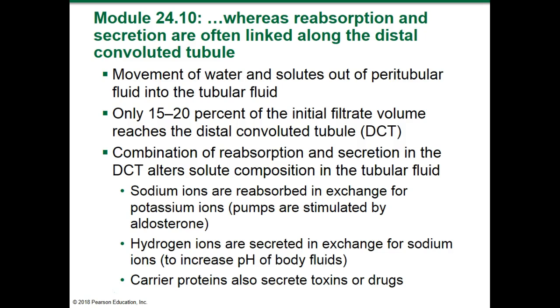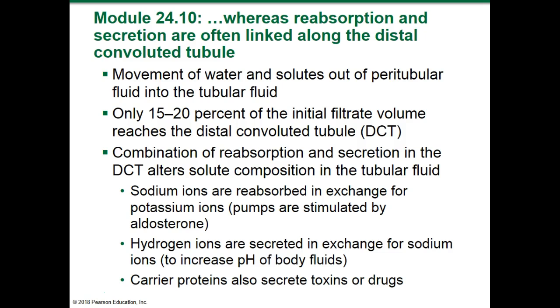And a combination of all of the reabsorption and secretion at the distal convoluted tubule is going to change all the solute concentrations. Sodium ions are going to be reabsorbed, so pulled out, in exchange for potassium ions that we're going to pump back in. And this is being stimulated by aldosterone. That's what's causing us to secrete potassium back into the urine at the distal convoluted tubule. Hydrogen ions are secreted in exchange for sodium ions. So we're pushing more hydrogen ions into it, and we're pulling sodium ions out.